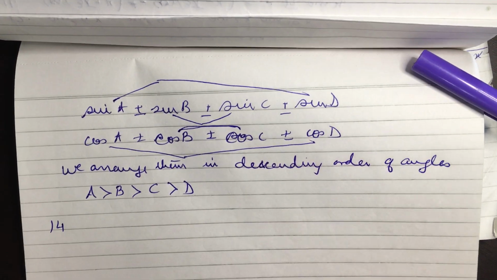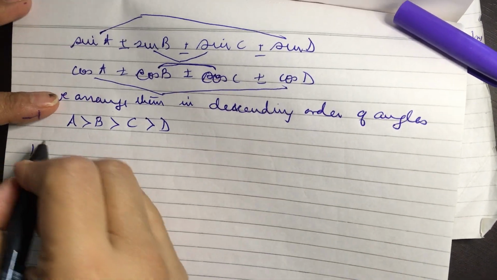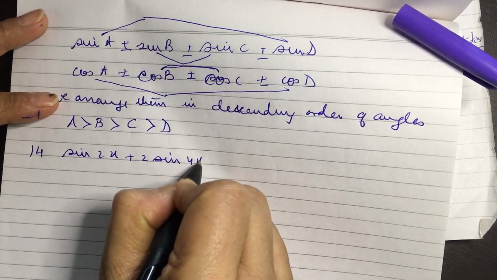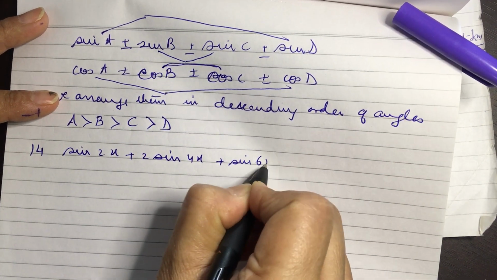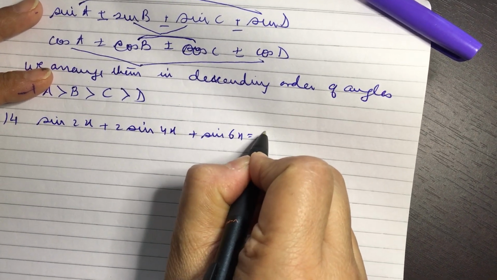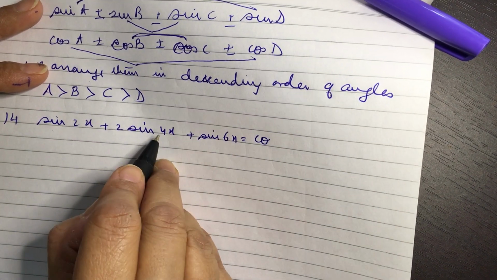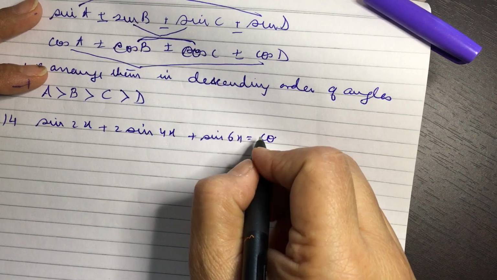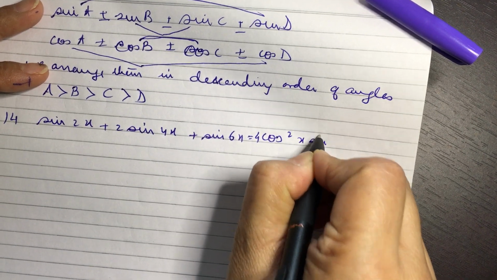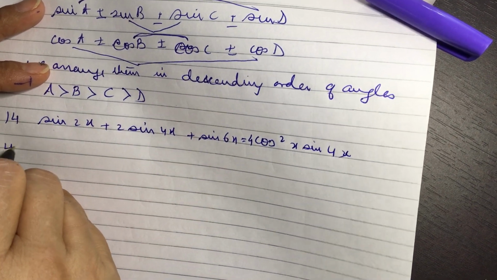In question number 14, we have to prove that sine 2x plus 2 sine 4x plus sine 6x is equal to 4 cos squared x sine 4x. Okay, so let's start with the left hand side.